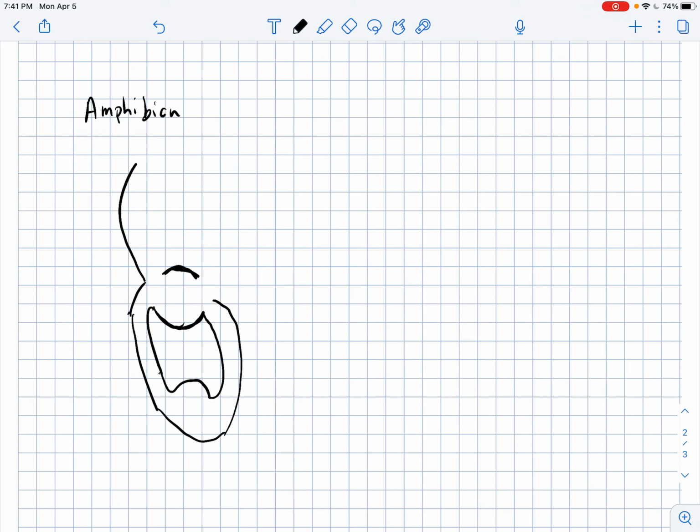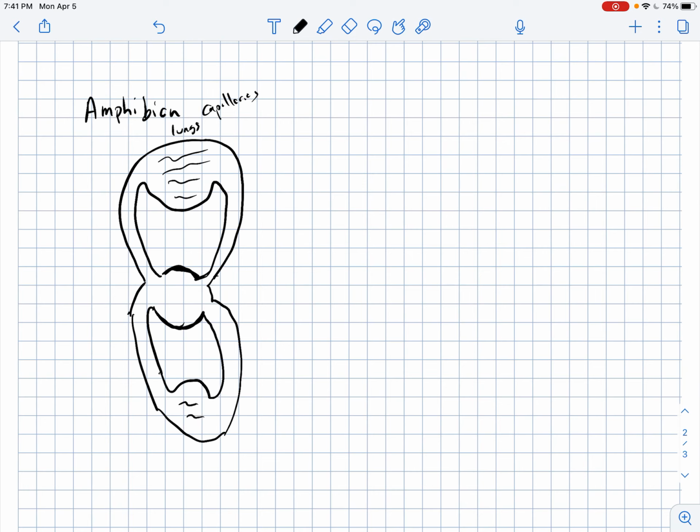And we're going to have capillaries that go up to the lungs. So up here we're going to have lungs of the amphibian. And these are going to be the capillaries of the lungs. You know, we can draw these little pathways for them to travel through. And down here are going to be the capillaries of the body. And this is obviously going to be the amphibian heart.